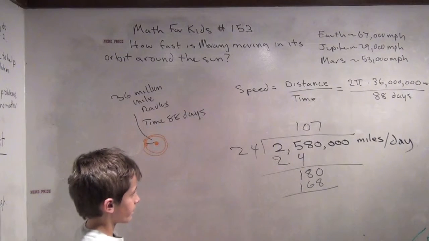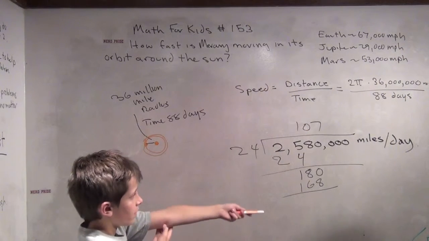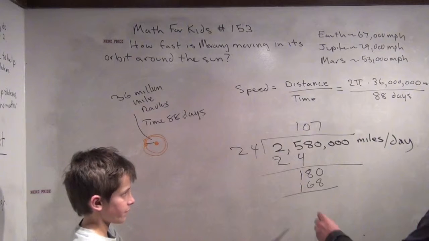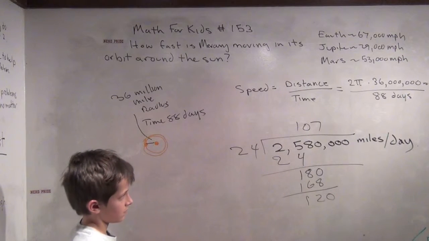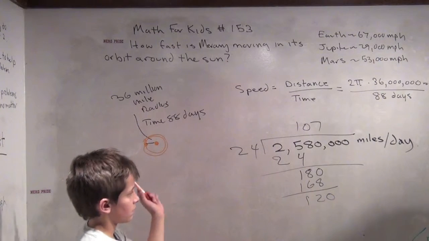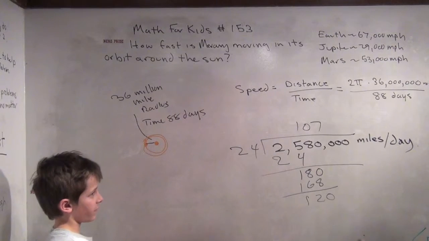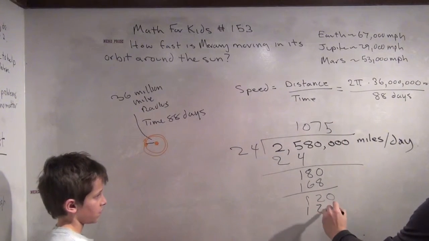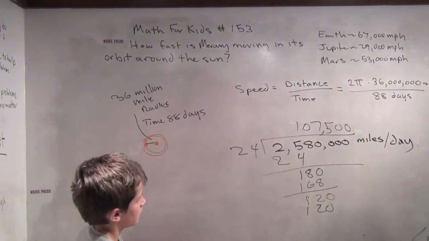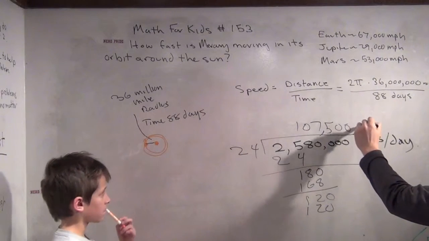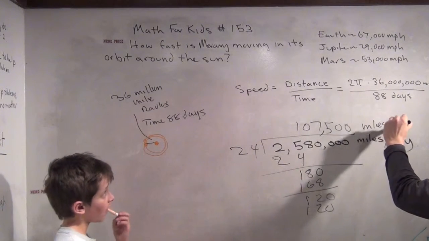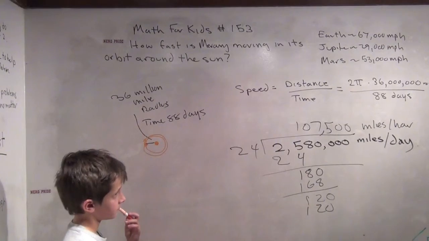12. 24 into 120 is 5. And it actually goes in exactly, right? Yeah. So Mercury moves about 107,500 miles per hour. It is faster. It is faster.